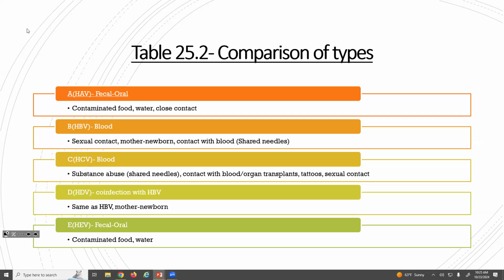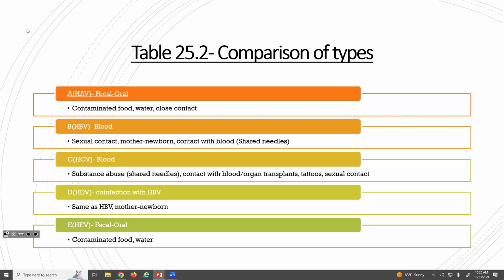Okay, hepatitis B, think blood. Okay, this comes from sexual contacts, from mother to newborn, or any type of contact with blood. So you see this in IV drug users sometimes, right? Because they may be sharing needles. Okay. So any of those things. Okay. C also with blood, right? And this one I say you see most common. Okay, a little bit more so than your hepatitis B.